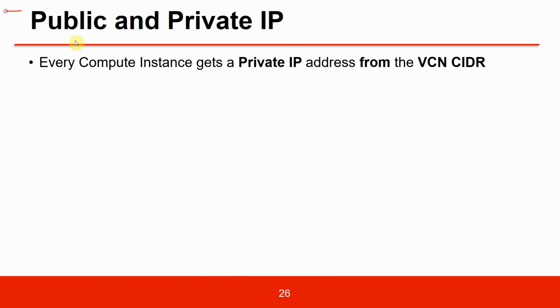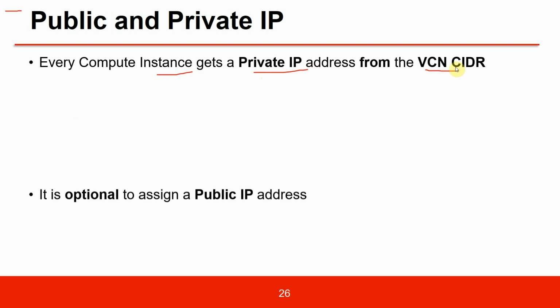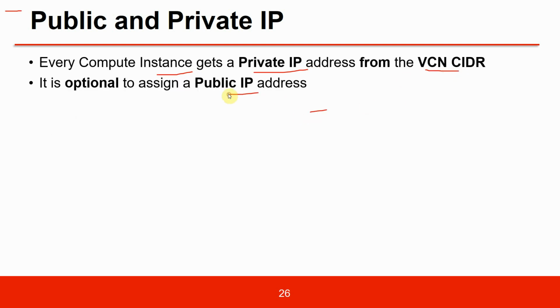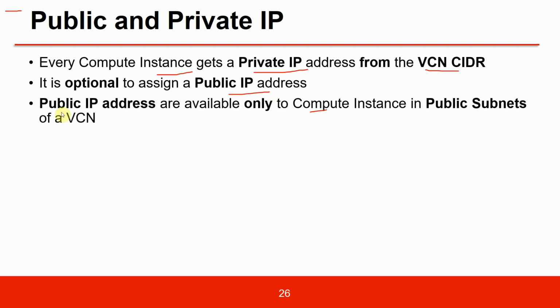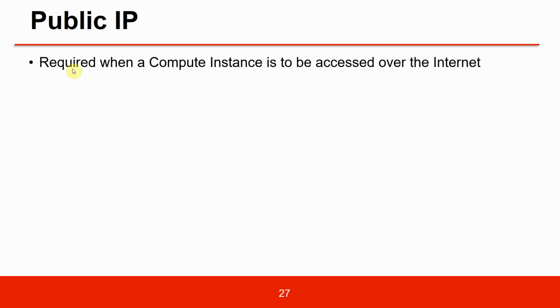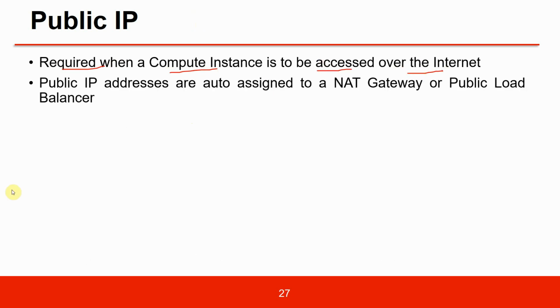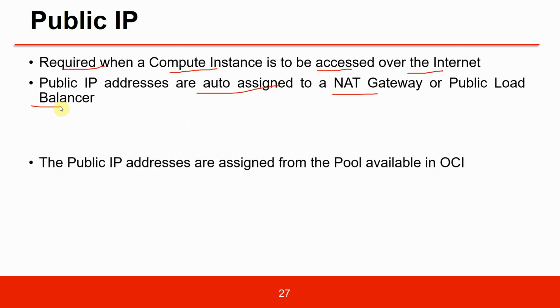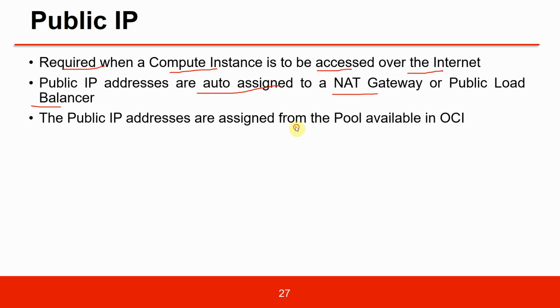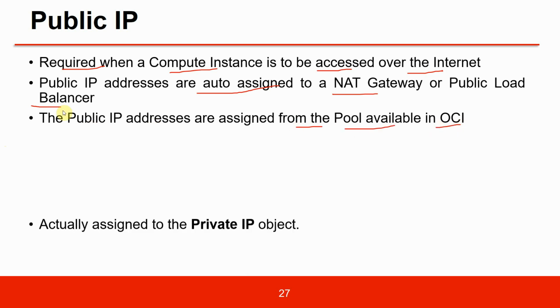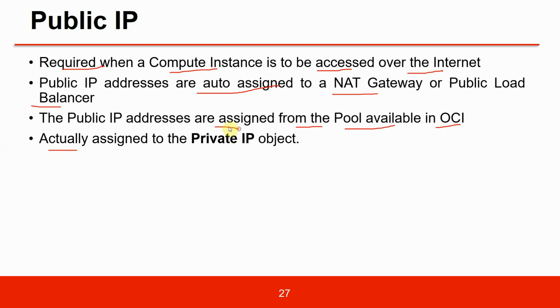Private and public IPs. Every compute instance gets a private IP address from the VCN's CIDR block. It is optional to assign a public IP to the instance. Public IP addresses are available only to compute instances in public subnets of a VCN. So public IP is required when the compute instance is to be accessed over the internet. Public IP addresses are also auto-assigned to a NAT gateway or public load balancer. The public IP addresses are assigned from the pool available in the OCI. Actually, they are assigned to the private IP object.